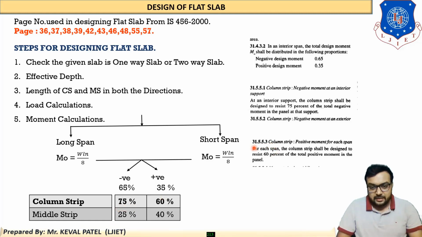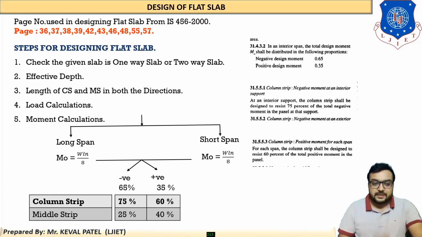Similarly, you can see column strip for positive moment. The column strip shall be designed to resist 60 percentage of total positive moment. So this is our positive moment. So our column strip is designed for 60 percentage, and the rest 40% is going to middle strip.